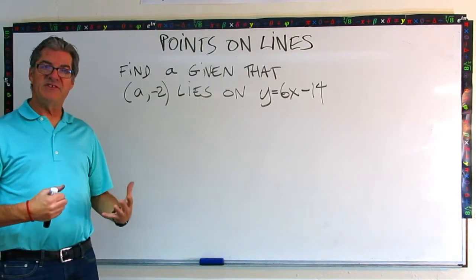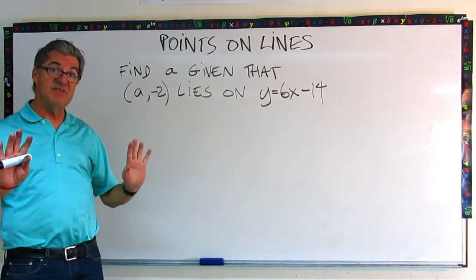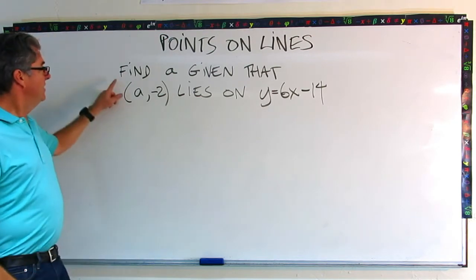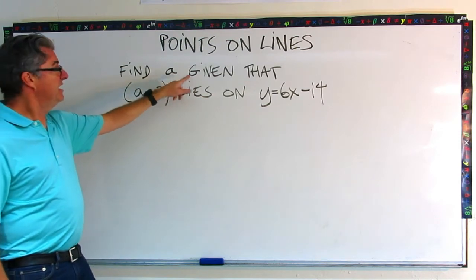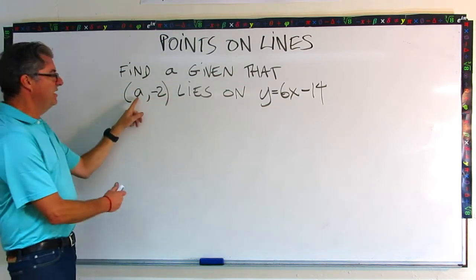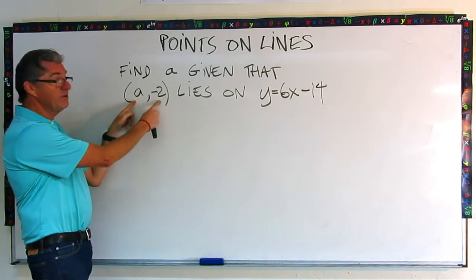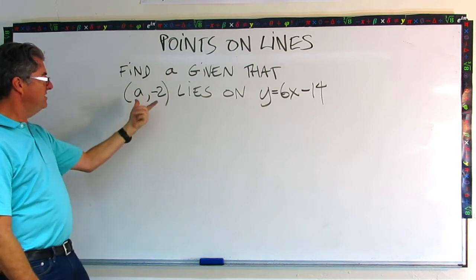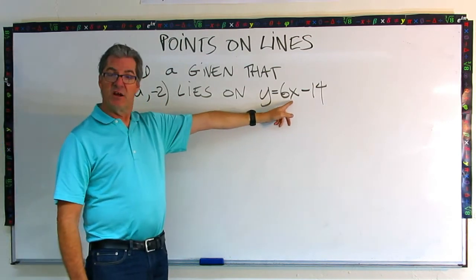Okay, one last one of these slightly more tricky or complicated problems. Still the same exact concept. We're using the same knowledge to answer these questions. Okay, now they're asking us to find a, lowercase a, given that this point, and here's that lowercase a. So we don't know what the x-coordinate is. We do know what the y-coordinate is, and that's minus 2. So find a, given that this point, a, negative 2, lies on this line equation.